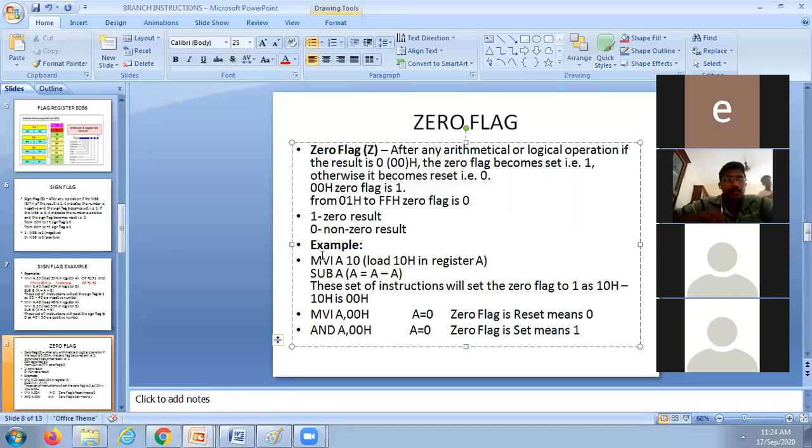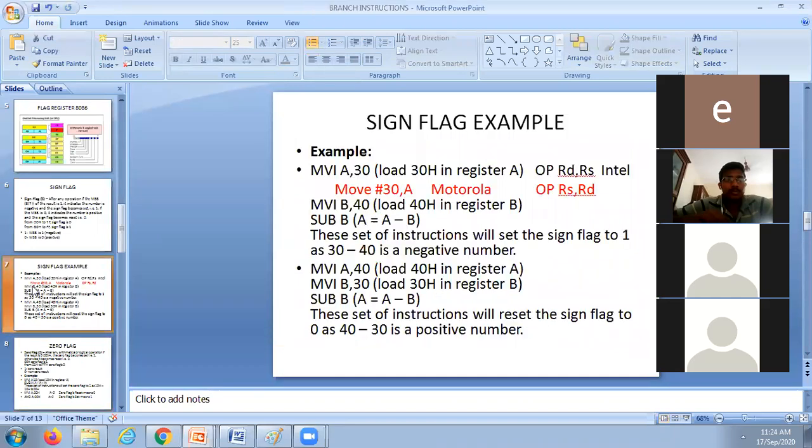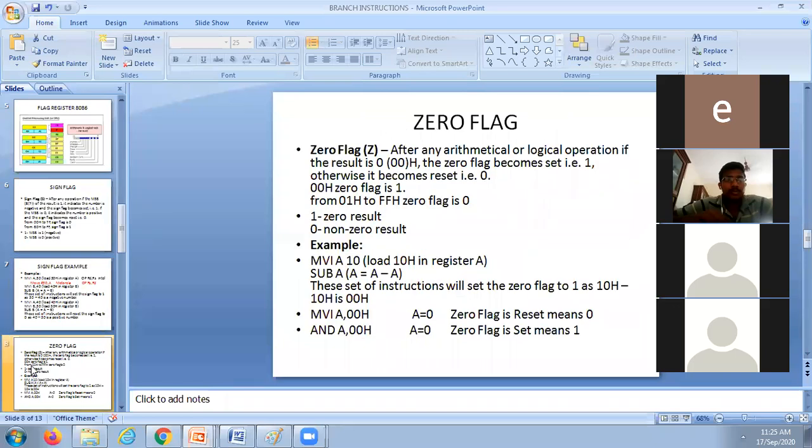Whereas arithmetic and logical instructions is valid for all the bits, not only for 0. It is valid for all the bits. Any doubt? Sign flag, is it clear to you? Sign is clear and 0 is also clear. Clear to all of you? Do you have any doubt or is it okay?